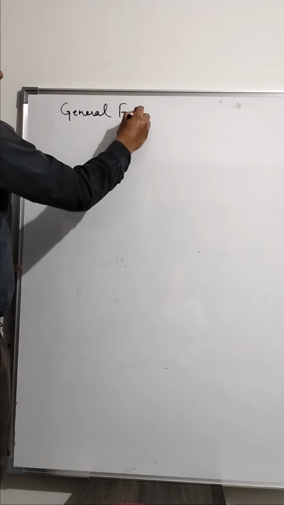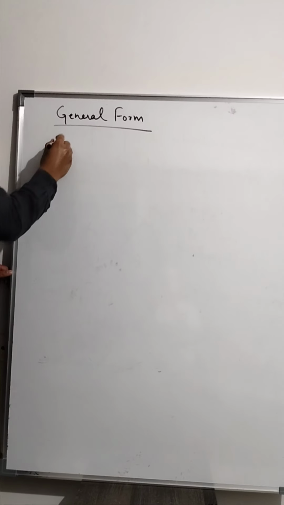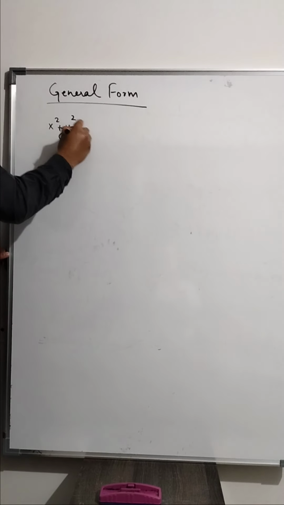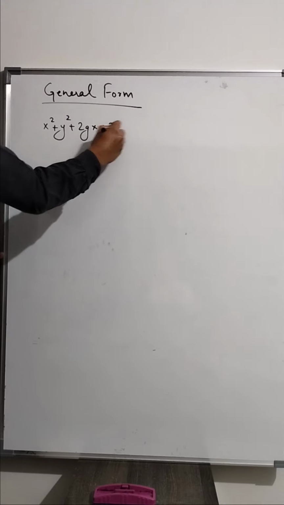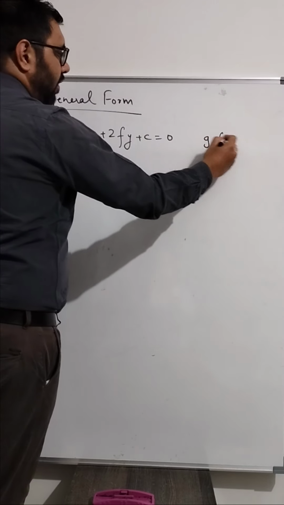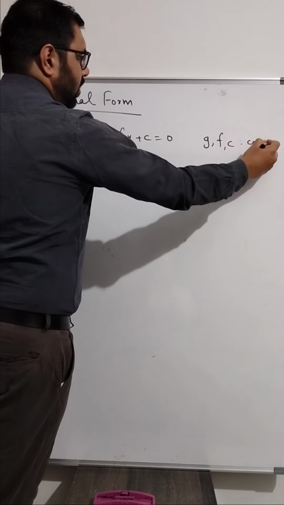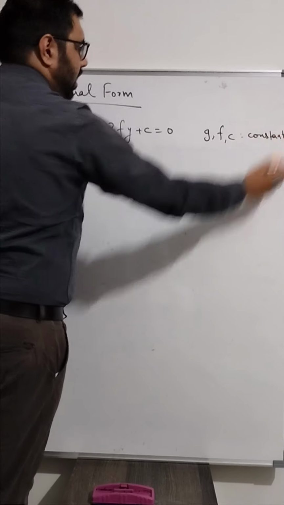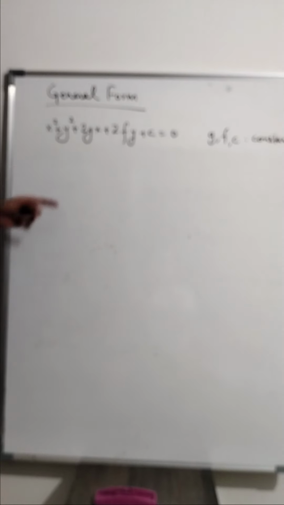Now the next form is the general form of the circle. We can write the general form of the circle in this way: x square plus y square plus 2gx plus 2fy plus c equals 0, where g, f and c are constants. So whenever we write the equation in this form, it is called the general form of the circle. Now we must know how to find the coordinates of the center and radius in terms of g, f and c.